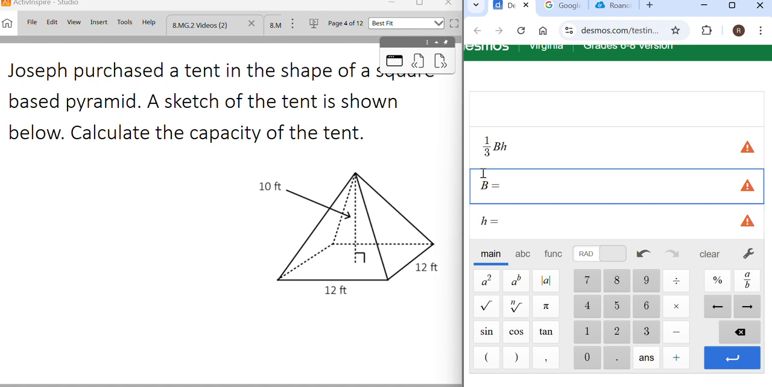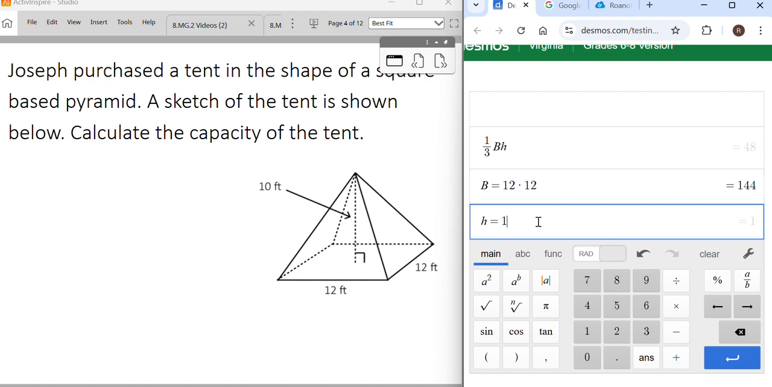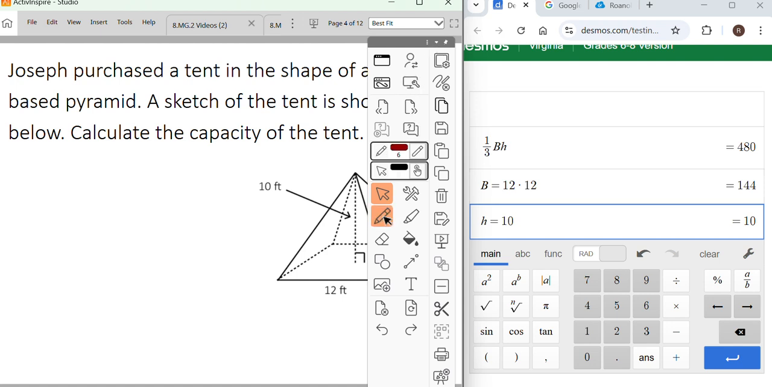Big B has 2 loops, so you have to take the side length and multiply it by itself. Then the H is right in the center and comes down to a right angle, so it is 10. That means that our volume for this is 480 feet cubed. This volume is always in cubic units. 480 feet cubed. All right, let's check out the next one.